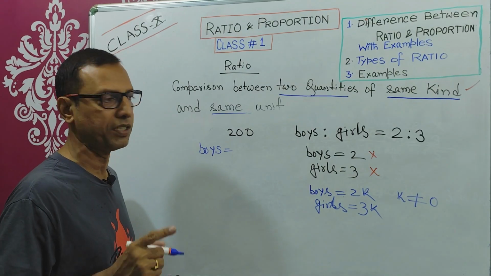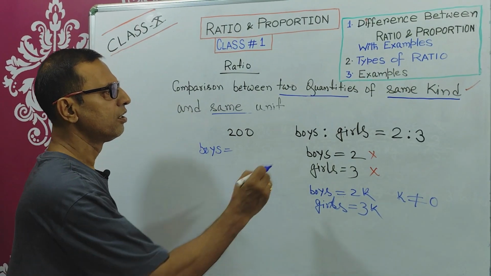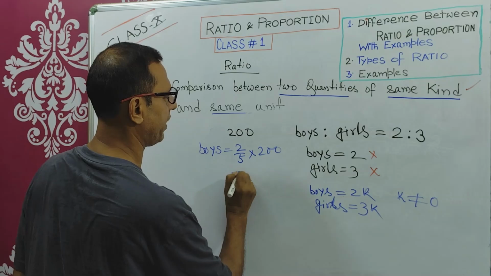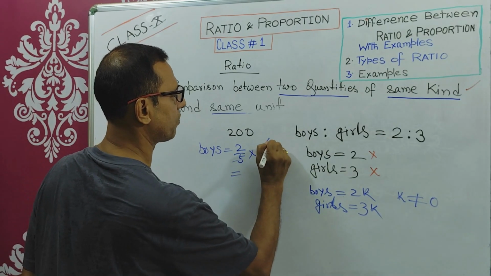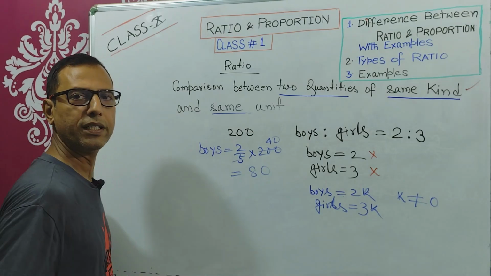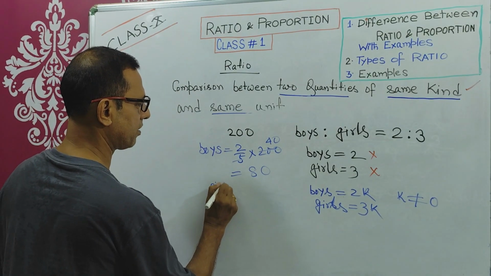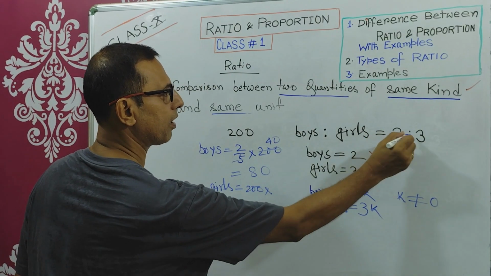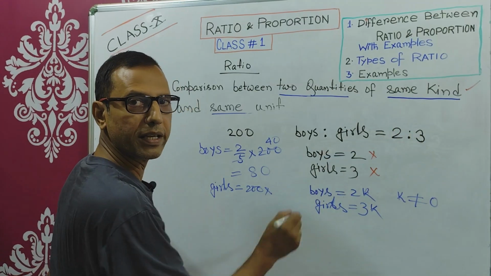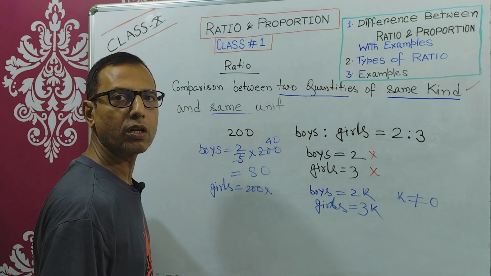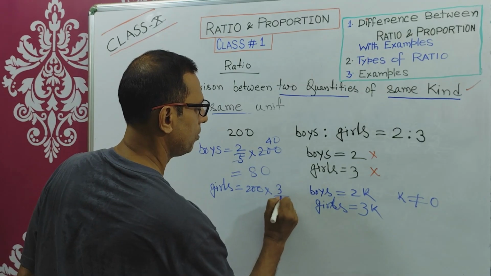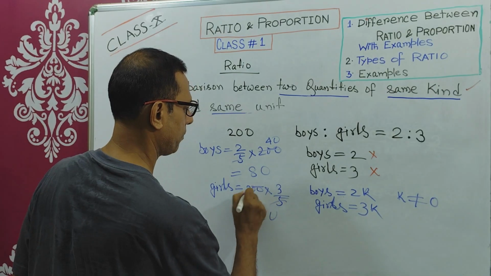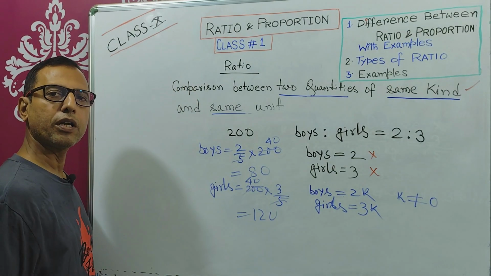You remember the fraction when you did it in class 5 or 6, right? So boys equals 2/5 into the total number of students 200. So 200 by 5 is 40, so the number of boys is 80. And the number of girls is 200 into 3/5, the 3/5 of the total number of students. That is 120. This is how we can do that.